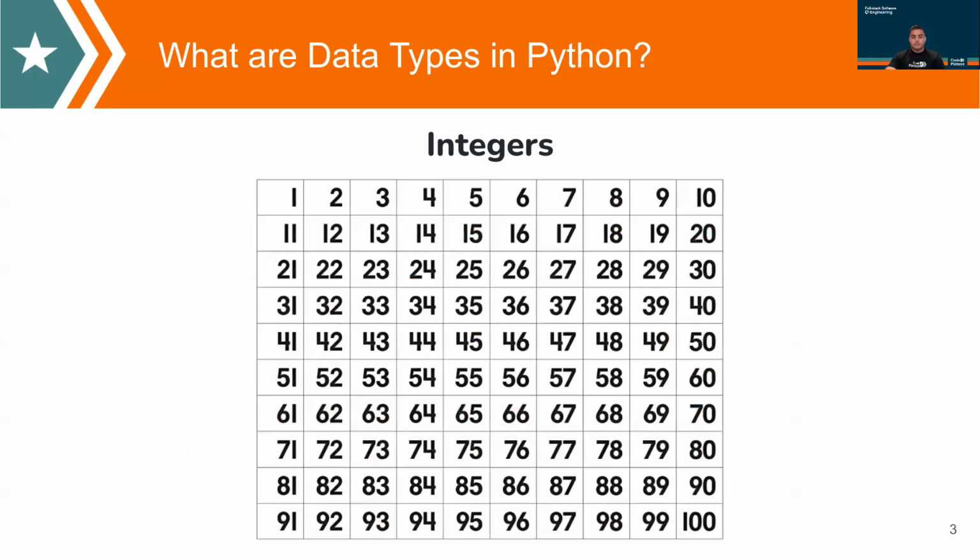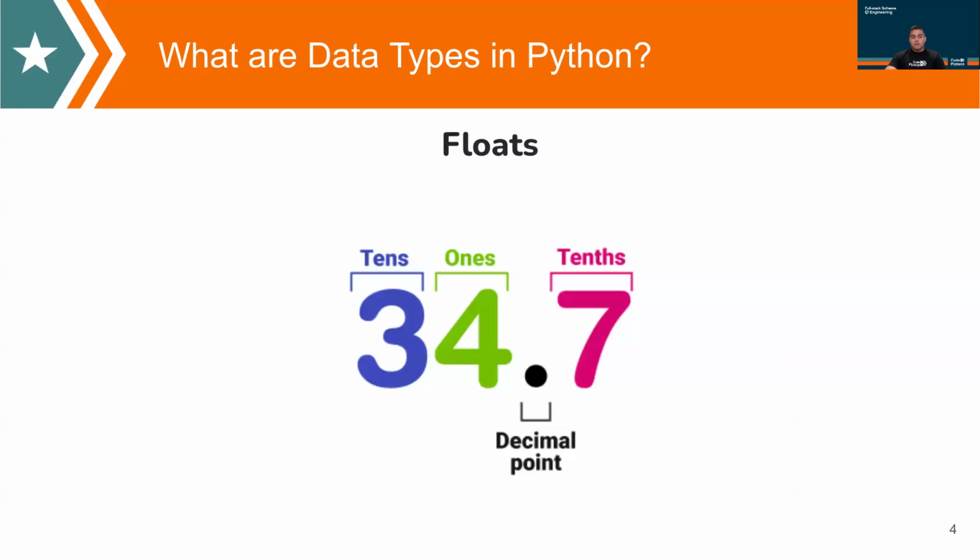Let's start with integers. Integers are whole numbers, both positive and negative, with no decimal point. They can be used for counting and performing mathematical operations. Floats are numbers with a decimal point, allowing for fractional values. They're useful for representing quantities that are not whole numbers.